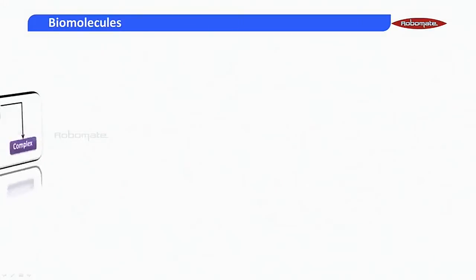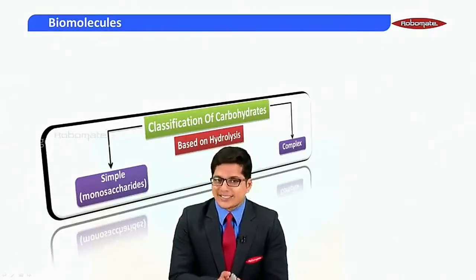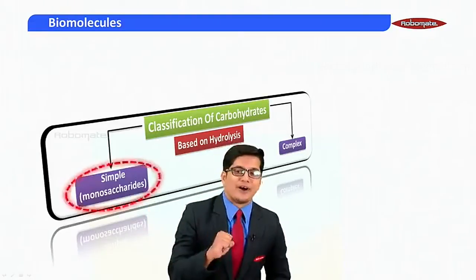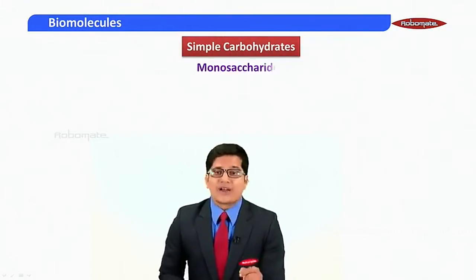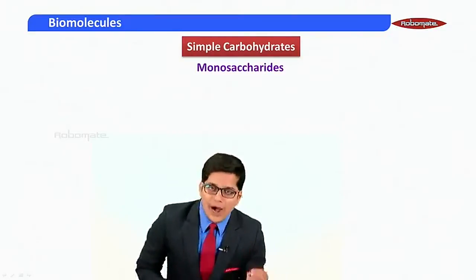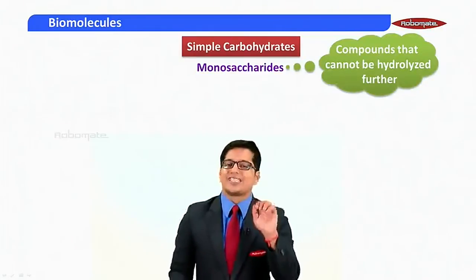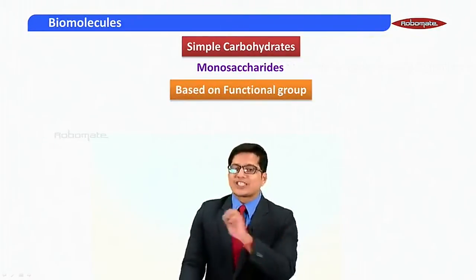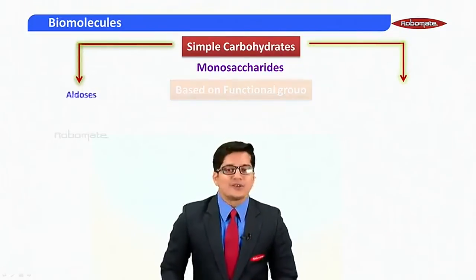So we have already discussed that classification of carbohydrates is done on the basis of hydrolysis as simple and complex. Let's start with the next, that is simple or monosaccharides. Simple carbohydrates are also referred to as monosaccharides. Why are they monosaccharides? They are monosaccharides because they cannot be hydrolyzed further. And these monosaccharides, based on the functional group, are classified as aldoses and ketoses.